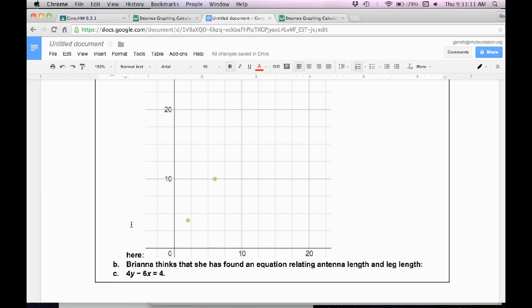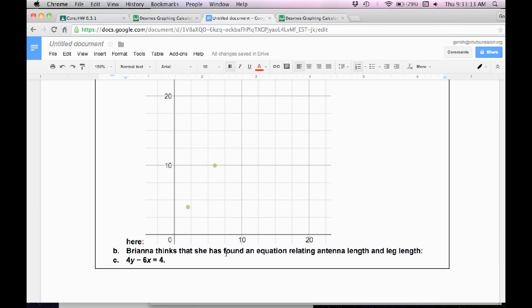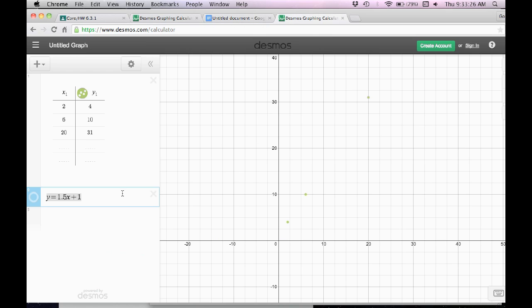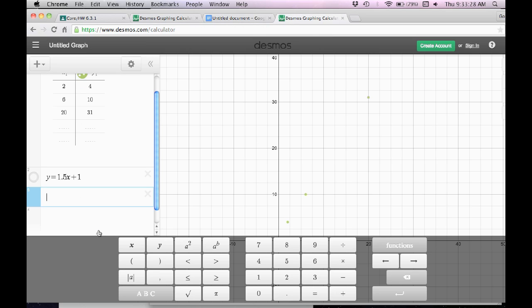Okay. Brianna thinks that she has found an equation relating antenna length to leg length, and she's saying it's this. So we're going to test Brianna's equation here. Oh man, she hit it, which is weird because I thought we hit it. Are these equations actually the same thing? There's a deep thought right there. Ponder, ponder, ponder.